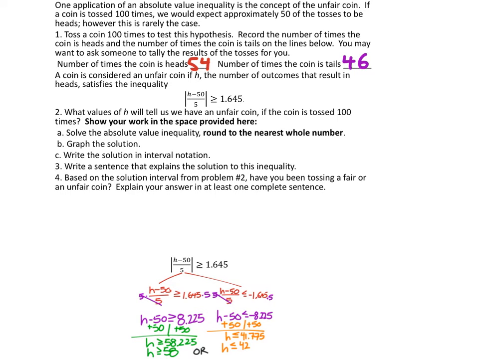That was part 2A. What values of H will tell us we have an unfair coin if the coin is tossed 100 times. We showed our work in the space below, but then so that solved the absolute value inequality. We rounded to the nearest whole number. That's what I was talking about before. But then it says the graph, the solutions. So I'll put the graph above, I guess a little bit to the right. We shouldn't need much more space in that.